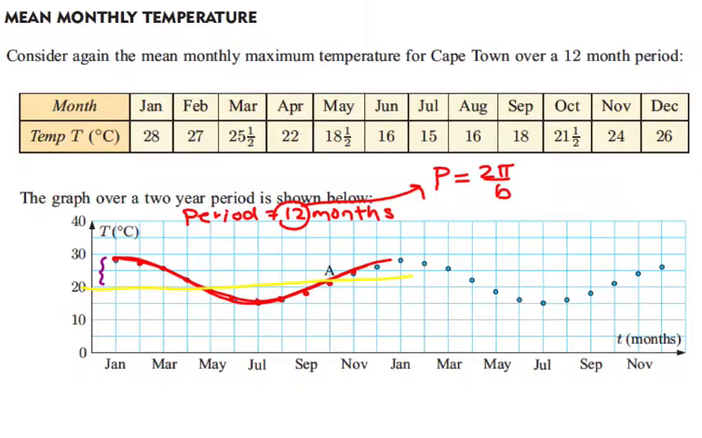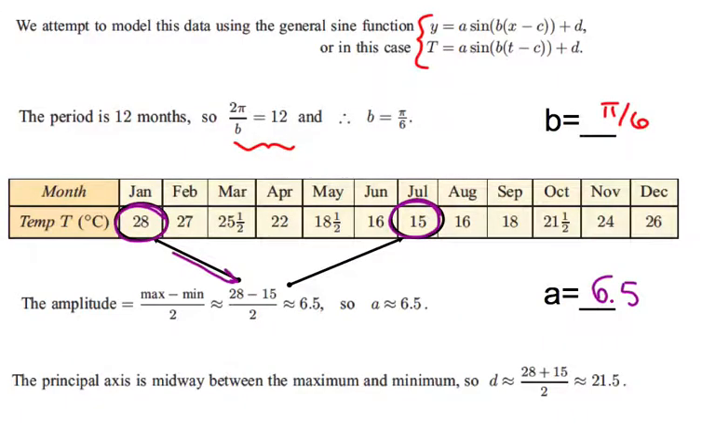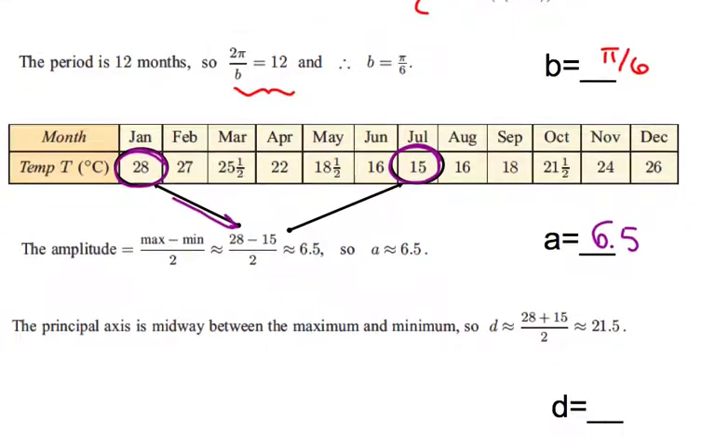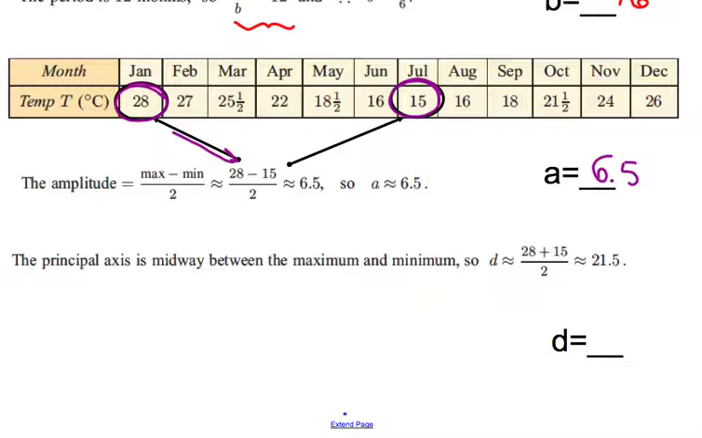Now let's kind of look at the graph. Does it look like it's about 6.5 here? Looks like that, about here. That's the distance. All right. The next thing is we need to find out how far up we are moving that horizontal axis. What is that vertical shift? So to find that, instead of subtracting the maximum and minimum, we're going to add the maximum and minimum and divide by 2. So we take that 28 plus 15, divide it by 2, and we have a shift of 21.5.